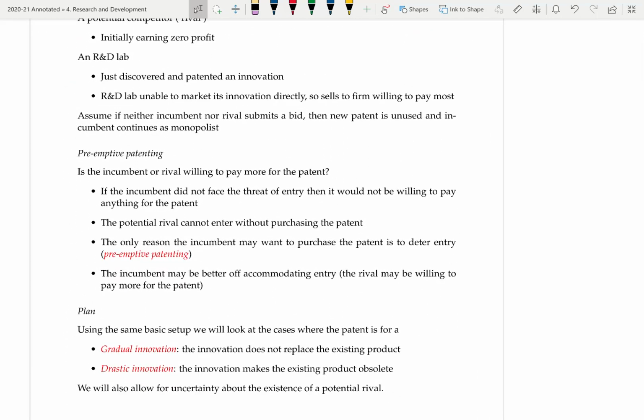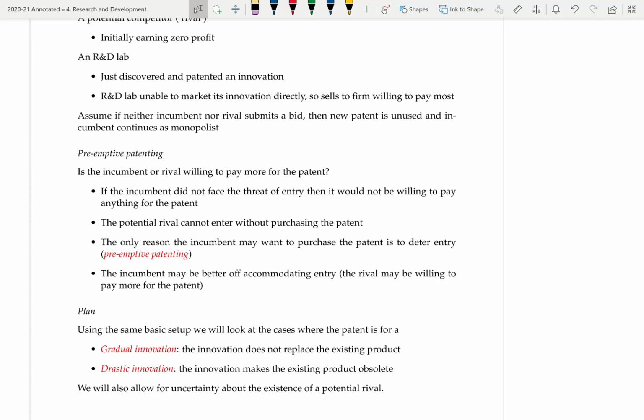Now, before we go and solve the model, let's just think about the incentives of the two firms. In this model, the incumbent firm, if they did not face a threat of entry from this potential competitor, then they would not be willing to pay anything for the patent, because if there were no potential rival, they would continue as a monopolist, regardless of whether they innovate or not.